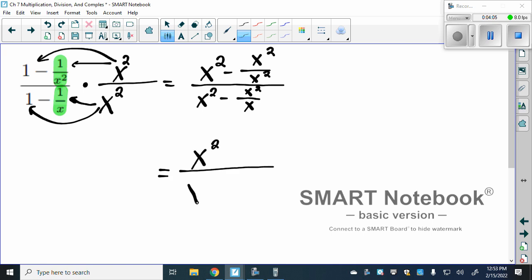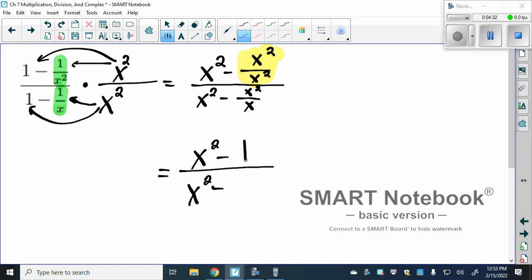Now we can simplify some things. Now the x squareds that are by themselves aren't going to do anything because they don't have a denominator. But, let's get a highlighter. In the numerator where we have x squared over x squared, anything divided by itself is 1. Or x squared divided by x squared would give us 1.